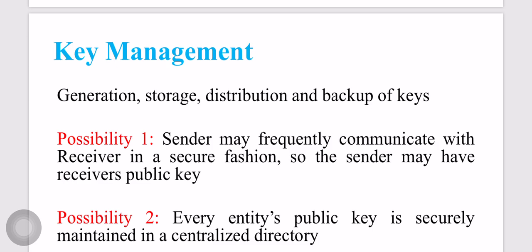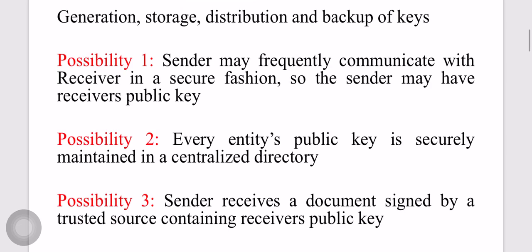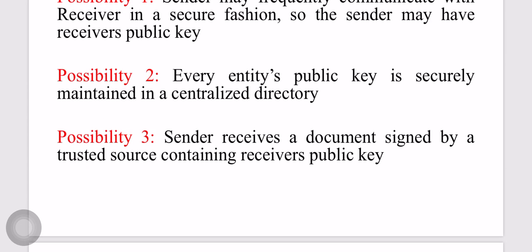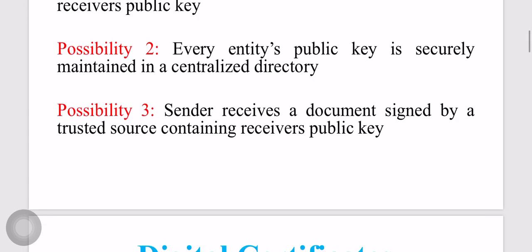There are certainly three possibilities that can be maintained with the help of key management. The first possibility is the sender may keep the key of the receiver and we call the key as public key. The second possibility is the sender will not store any key. The receiver will also not store any key. The keys will be maintained by a centralized authority. The third possibility is the sender receives a digitally signed document from a trusted source containing the receiver's public key, and we call the document a certificate. We'll see the detailed aspects of certificate or the digital signature in the later section.